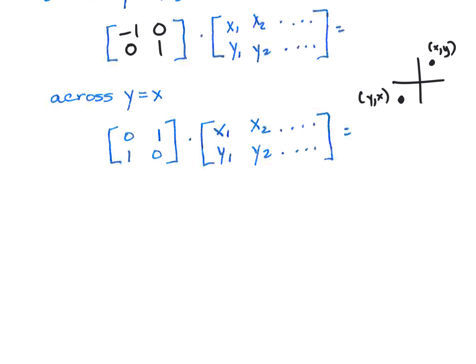For x to become a y, 0, 1. For a y to become an x, 1, 0. Does that make sense to everybody? The 1, the multiplier, is in the y place now, and in the second line it's in the x place, which should be where the y line is. What would we do if we went across the line y equals negative x? What would that matrix look like?